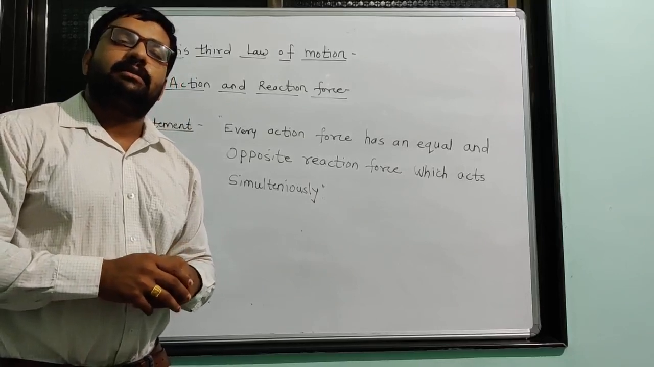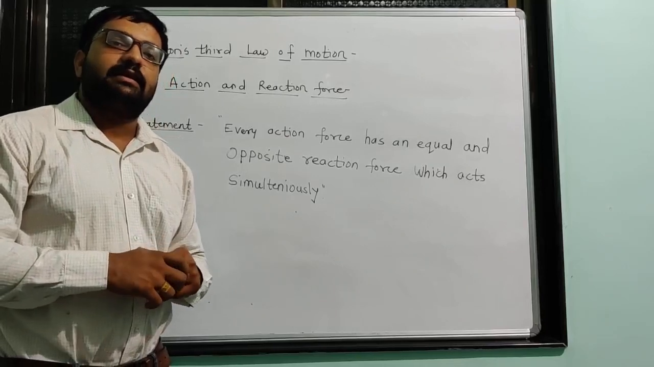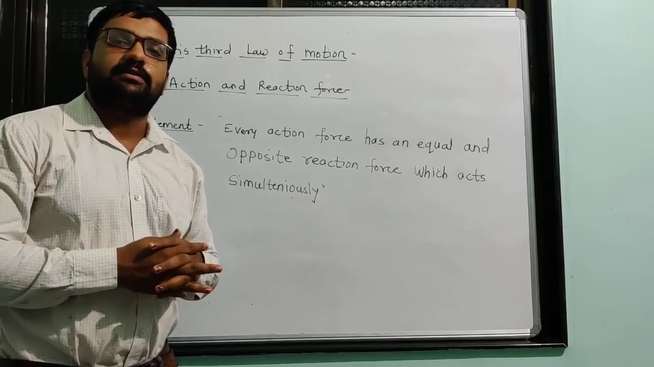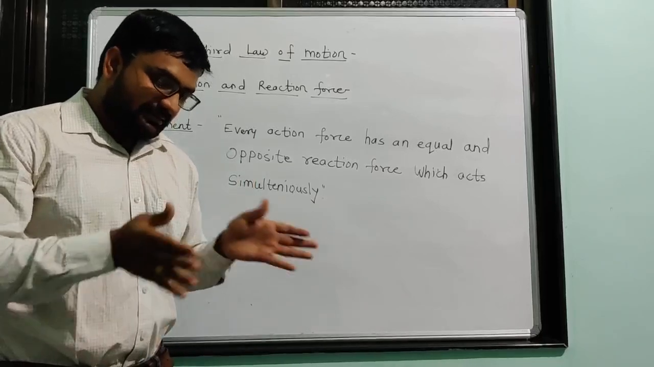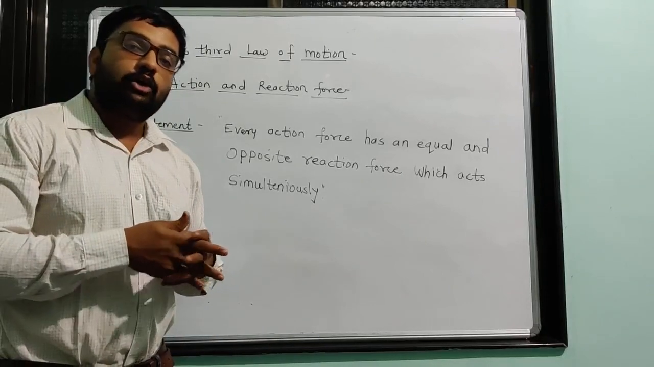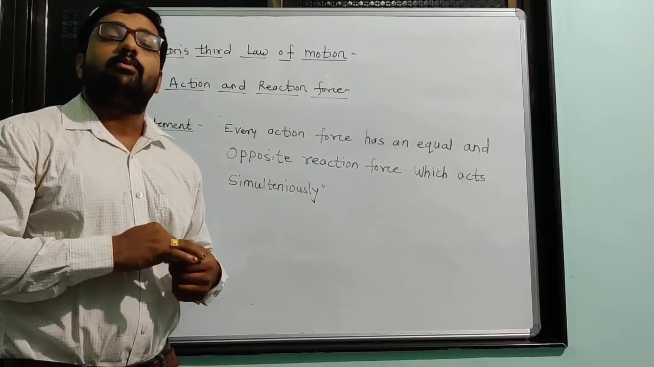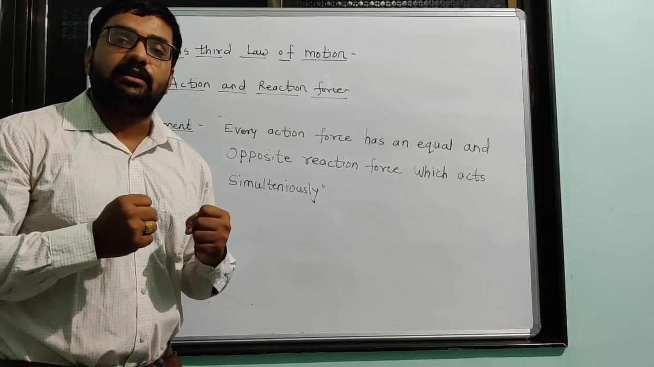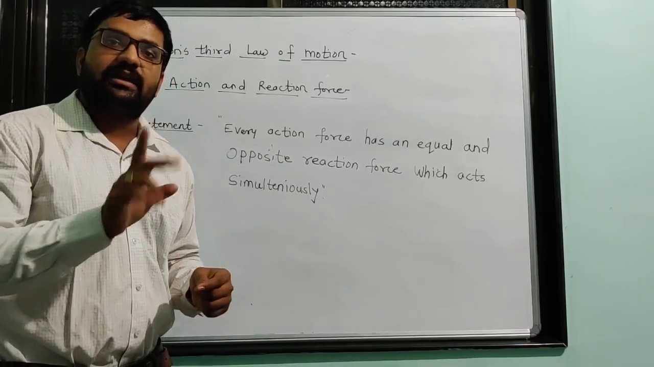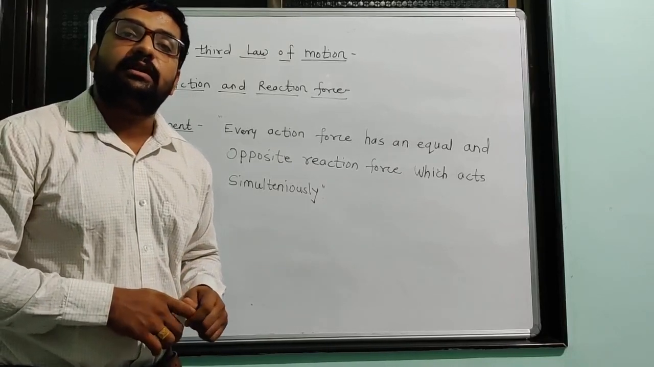Another example is the launching of satellites. We know that rockets move upward very fast. Due to what? Due to the gases exhausted from the downward side. Due to the pressure of those gases, the satellite goes in an upward direction. So that is also an example of Newton's third law, equal and opposite reaction.